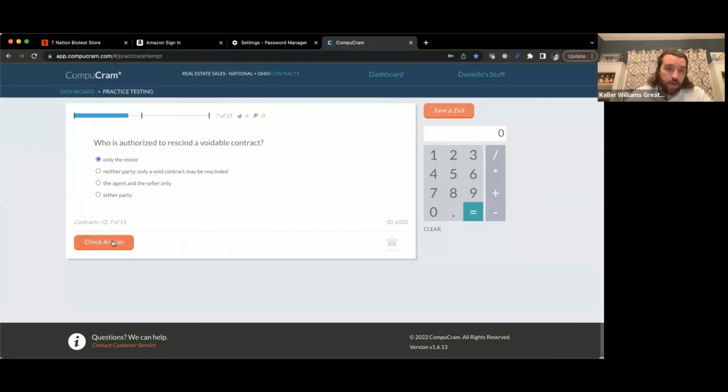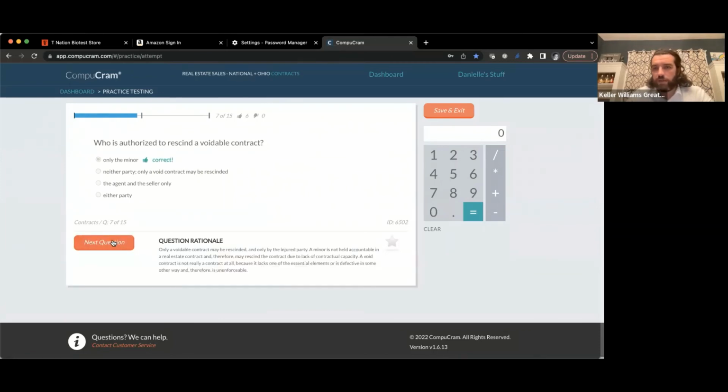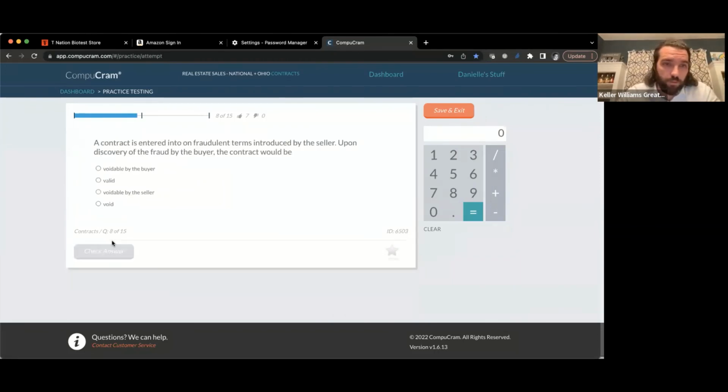Yeah, A, only the minor. It's a little bit of a tricky question, guys, because the minor is considered the injured party. The injured party can void contracts. They do not have to, right? They make it voidable, or they can rescind it. But the minor would be someone who cannot otherwise enter into contract. And so that would make them the injured party.